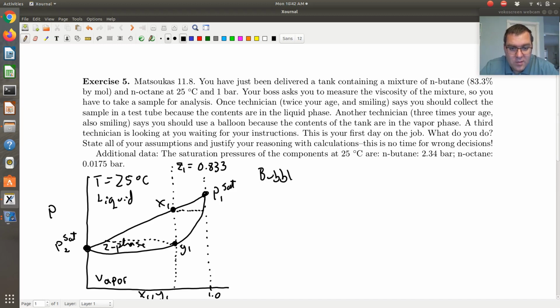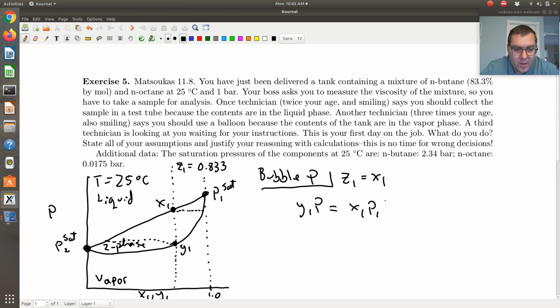Okay, and if I start with a bubble P calculation, remember the key with bubble P is that we know that Z1 is going to be equal to X1. Okay, so I start with my 2 isofugacity equations. Using Raoult's law, we'll have Y1 P is equal to X1 P1 sat, Y2 P is equal to X2 P2 sat. Okay, so now the idea is I know P1 sat and P2 sat. I know those pure component vapor pressures at 25 degrees C. I know X1 and X2, right, because I know the composition of my mixture. And I know P is what I'm trying to solve for. This is going to be P bubs, so I want to solve for that.